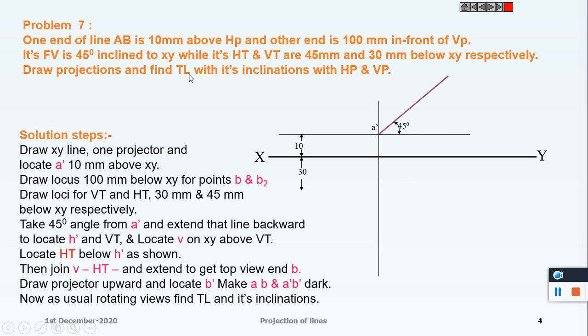It is also given that the VT is 30 millimeter below and HT is 45 millimeter below the XY line. So this is the locus of VT and this is the locus of HT. By producing the line A dash backwards, we get H dash, that is the point at which the line cuts the XY line, and this point is PT dash or VT. Draw a vertical line at VT dash, we get the point V.